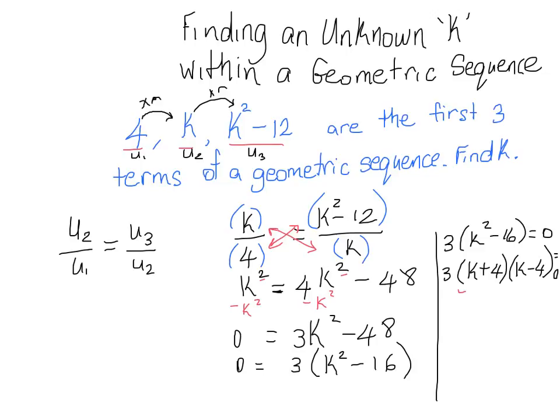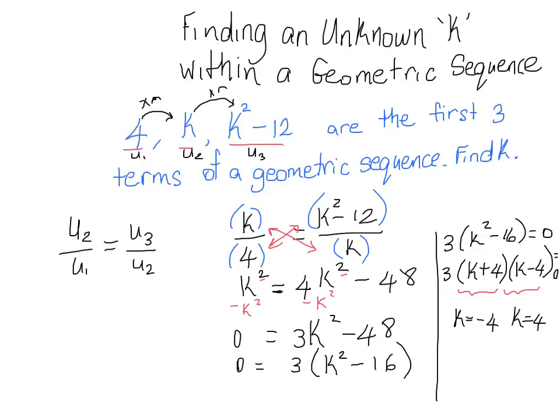Which means now we have three numbers being multiplied. We have 3, which cannot be 0. We have k plus 4, so that could give us that k is negative 4 to make that 0. Or k is 4. So in order for that to be equal to 0, k would either have to be negative 4 or 4. And that's the only way to get that equation equal to 0.